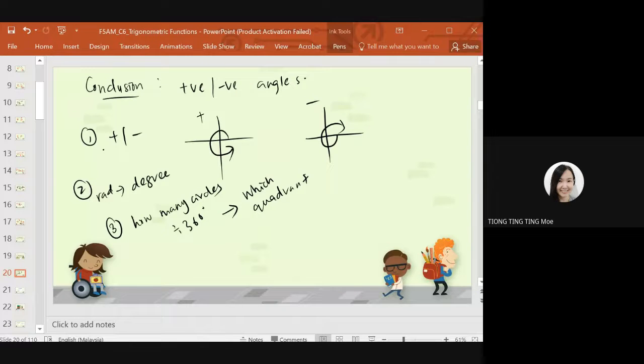Okay? First step, second step, third step. Which quadrant? So after you confirm, then you only draw in your Cartesian plane. Then you just start your drawing. Okay?